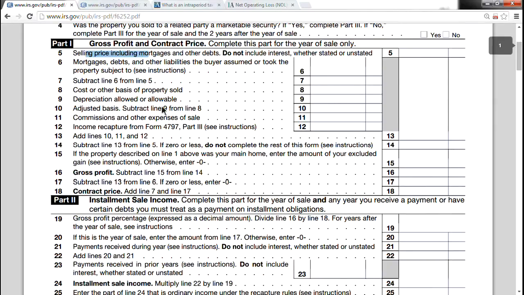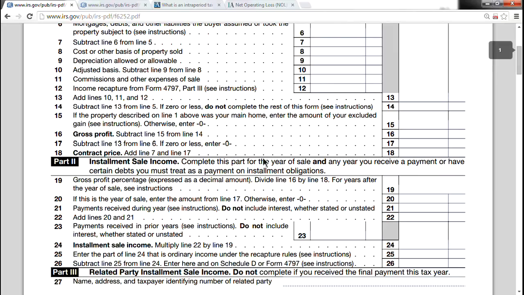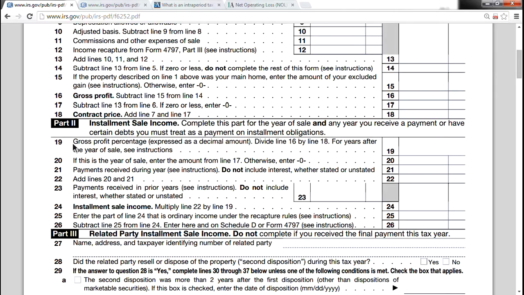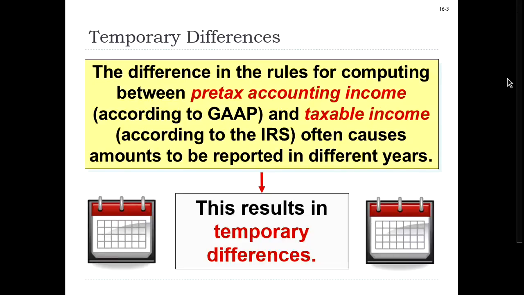All right. And then we're going to add in all the depreciation, so you should have the depreciation worksheets attached, or even if not attached, it should just be part of your working papers. Right? We have the contract price here. This is also something very important, the gross profit percentage. And we've gone through that in other class periods. So we can see here that the installment type of sale can give us some temporary differences. Okay.